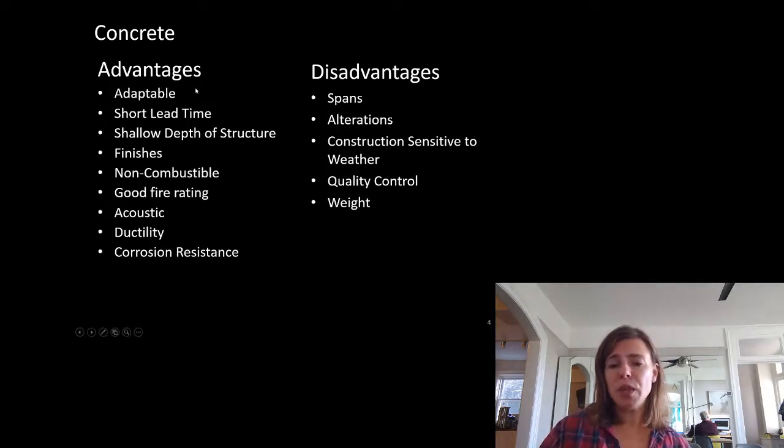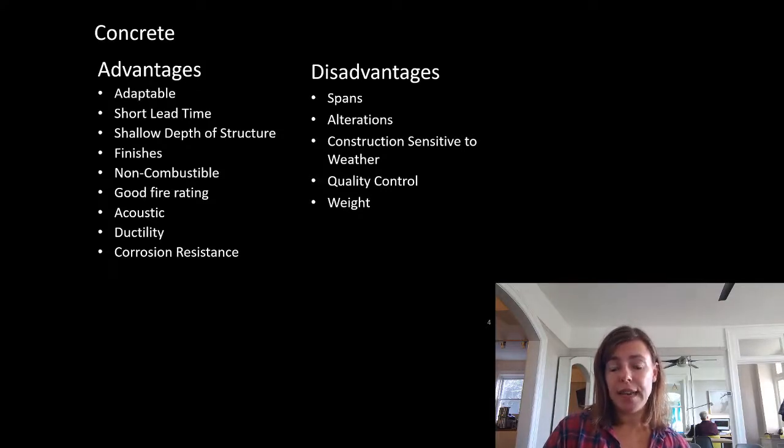Concrete's adaptable. We can do a lot with it. We can make it work to our advantage quite readily. We can put elements where we need to. We can really play with concrete. If you think of a lot of the concrete buildings in the 50s and 60s with very beautiful curved structures, we can really do incredible things with it.